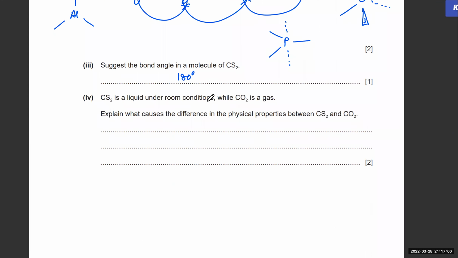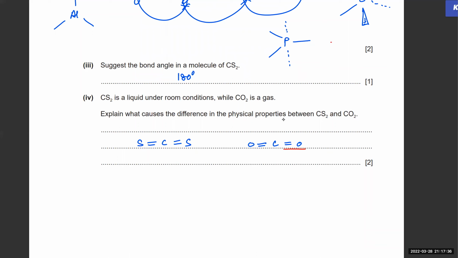Anyways, next one. CS2 is a liquid under room conditions while CO2 is a gas. Explain what causes the difference in the physical properties. Now, both of them are almost the same. You have carbon dioxide and CS2, because oxygen and sulfur are in the same group, so their bonding is almost the same. Everything is exactly the same. Is this polar or non-polar? What type of intermolecular forces do they have? Do they have dipoles or not?